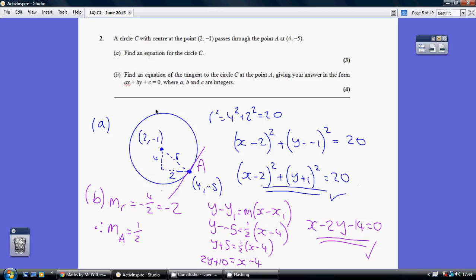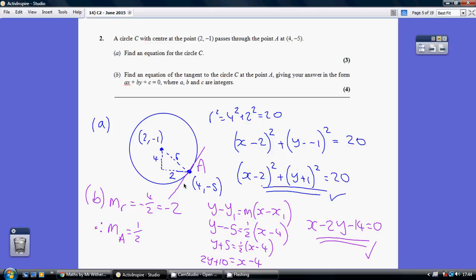Now for part B, find an equation of the tangent to the circle at the point A and give your answer in this format. So we need the tangent here. So first things first, what is the gradient of the radius? Well, that is the y step over the x step, so the 4 over 2, which is 2, but it's going downhill, so that's minus 2. So that's the gradient of the radius.